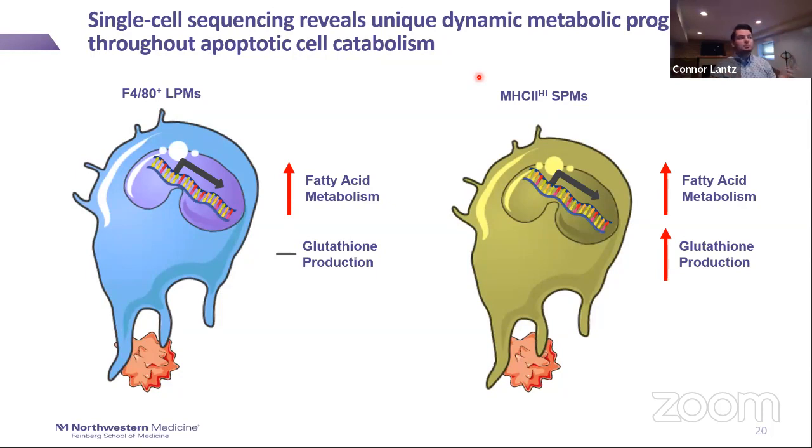And so just to sum up what my single cell sequencing studies have concluded up to this point is that I have these two distinct populations undergoing efferocytosis. And within these populations, I see a conserved increase in fatty acid metabolism, but I see a differentially regulated glutathione metabolism between my large peritoneal macrophages and small peritoneal macrophages. And so I hope these studies highlight the depth that you can go into with single cell RNA sequencing.